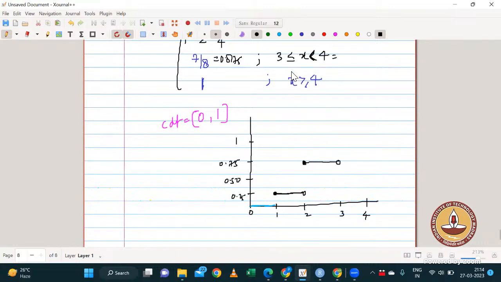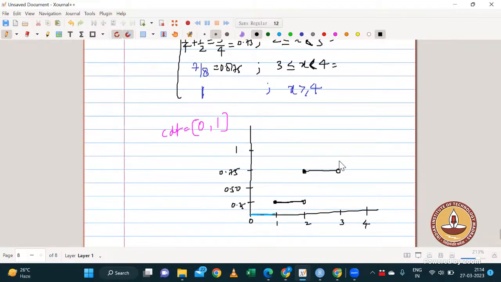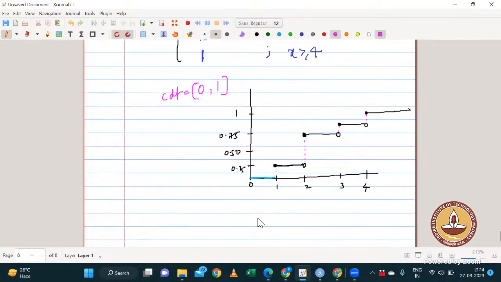Yes, sir. And from 3 to 4 is 0.875, so just assume it's 0.875 is somewhere here. From 4 onwards it's a 1, right? So for x greater or equal to 4, it will be taking 1. So this is the graph of CDF. And one important thing, at every jump you will get the probability at a particular value.